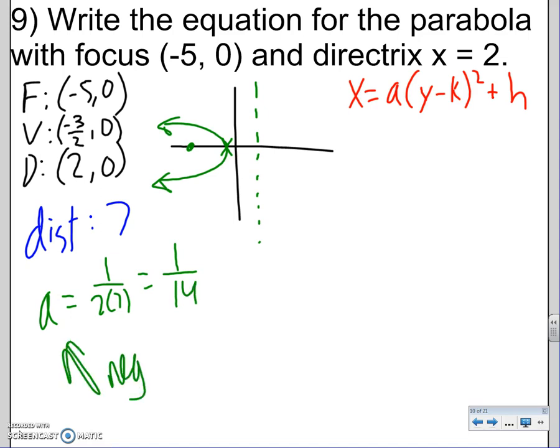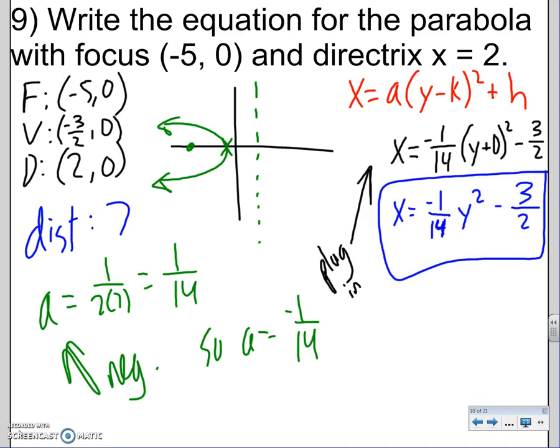Check if it's negative or not. Since it's going left, it is negative. So A equals negative 1 over 14. Plug it into the equation and get that. Y plus 0 is 0, so just leave it as y. So x equals negative 1/14 y squared minus 3/2.